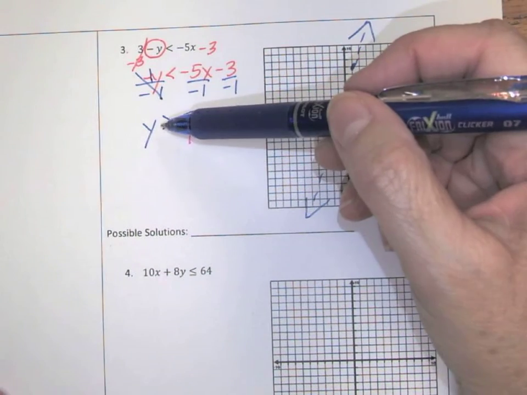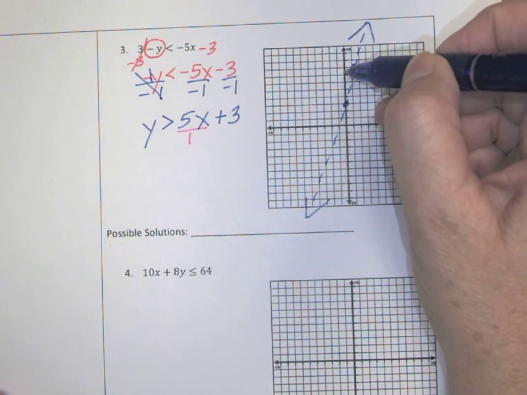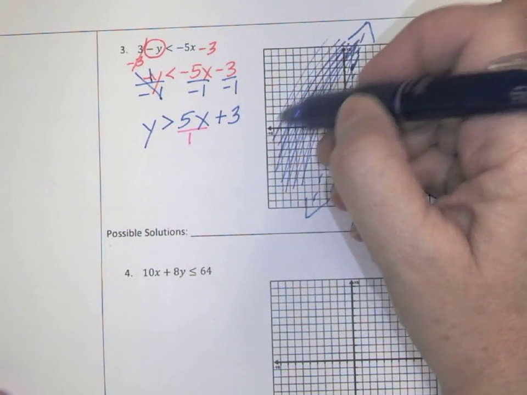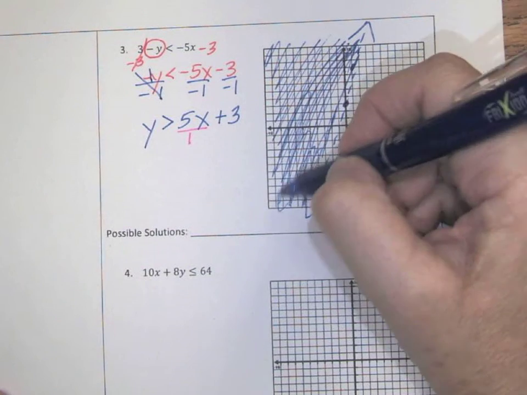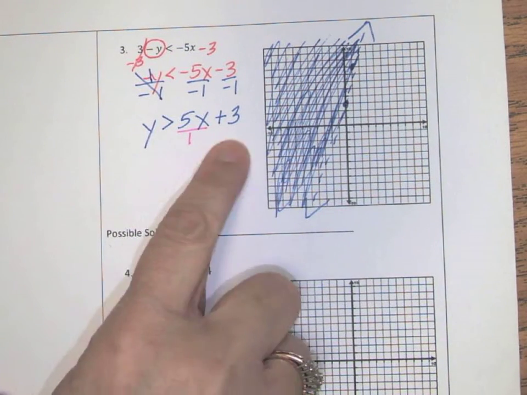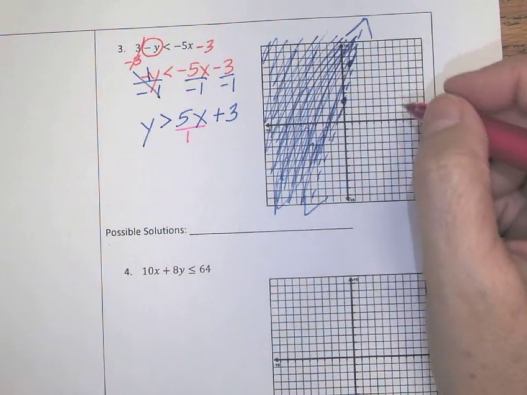And then where is the y greater? Well, here's my y-intercept. If I go up this y-axis, I'm getting greater. So I've got to shade this side of the line. All of the points on this side of the boundary line would be solutions to this. Let's check one that's not in the shaded part.